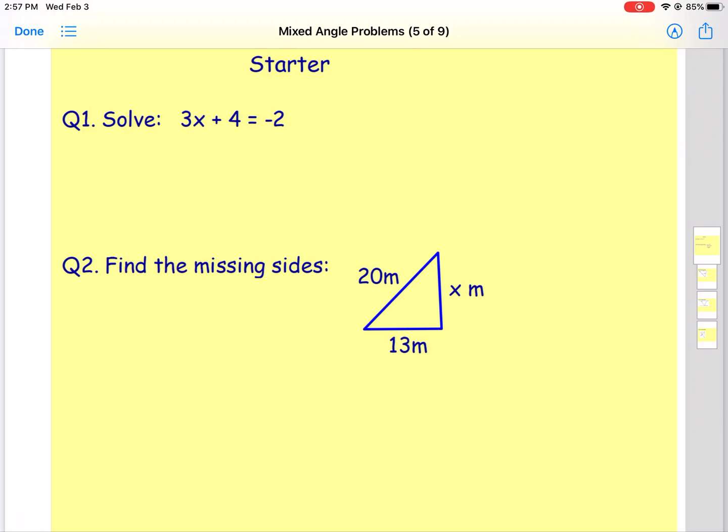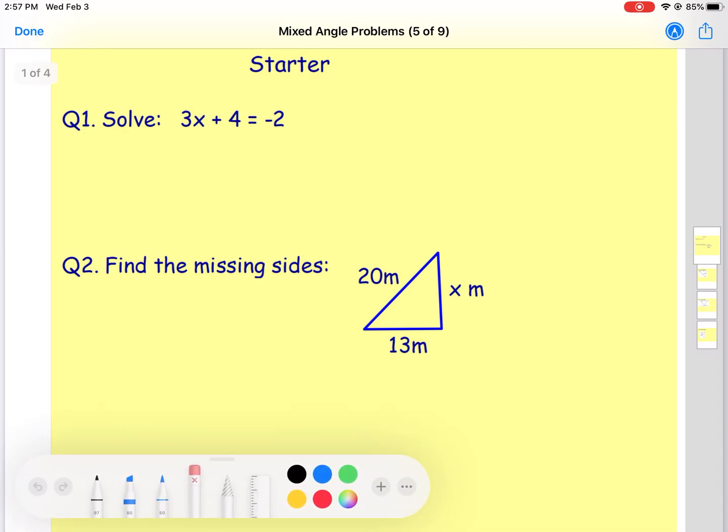Hi everyone, today I'm going to take you through some of the more complicated angle problems. Before I do, can you complete this starter please? Come back on for the answers.